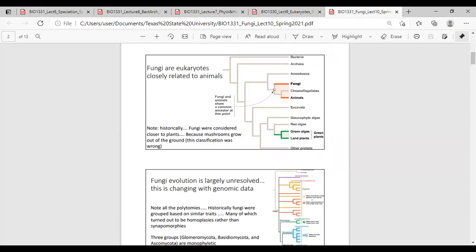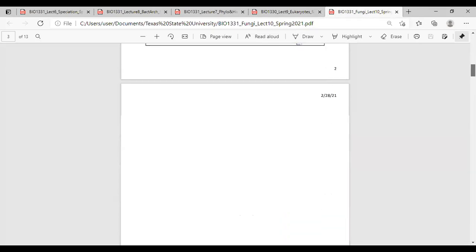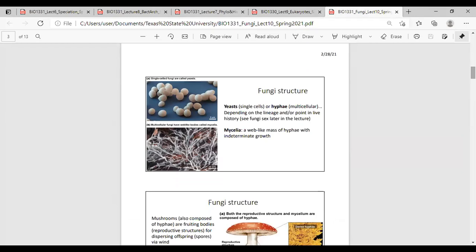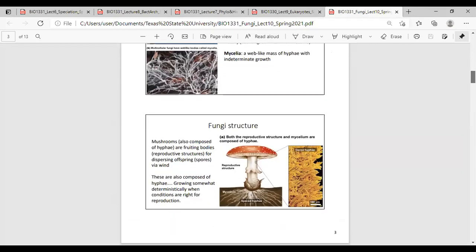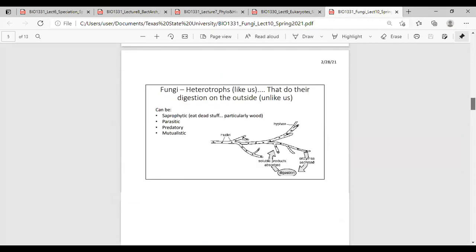Some things that are interesting to note. He was talking about how this is your paraphyletic group. Polyphyletic groups: you can see there's just way too many branches coming off, so they need more data to resolve that. That's a paraphyletic group. I'm sorry, a polyphyletic group. He wanted you to know the definitions of yeast, hyphae, and mycelia. It's right there. It's also in the sheet too.